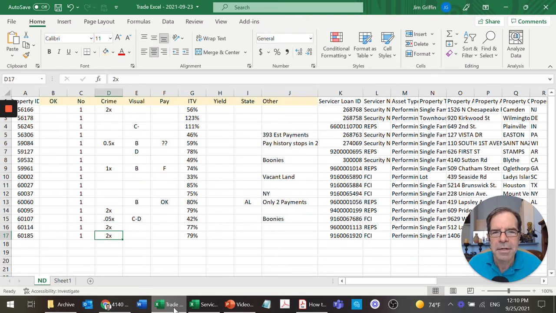So I think you can see from this that by setting up these columns, crime, visual, pay, investment to value, yield, which I would get to if I got past these others. I never got to yield on any of these because it was already ruled out, right? State, which I'm ruling out, New York and New Jersey, and also Cook County. And then any other reasons why I might rule out is my column that I use for that. So you can see from just those few columns that I can make some decisions pretty quickly.